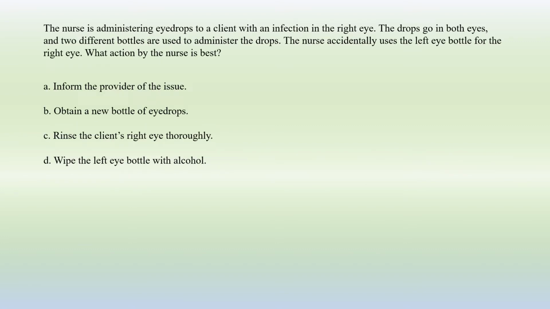The nurse is administering eye drops to a client with an infection in the right eye. The drops go in both eyes, and 2 different bottles are used to administer the drops. The nurse accidentally uses the left eye bottle for the right eye. What action by the nurse is best? A. Inform the provider of the issue. B. Obtain a new bottle of eye drops. C. Rinse the client's right eye thoroughly. D. Wipe the left eye bottle with alcohol.